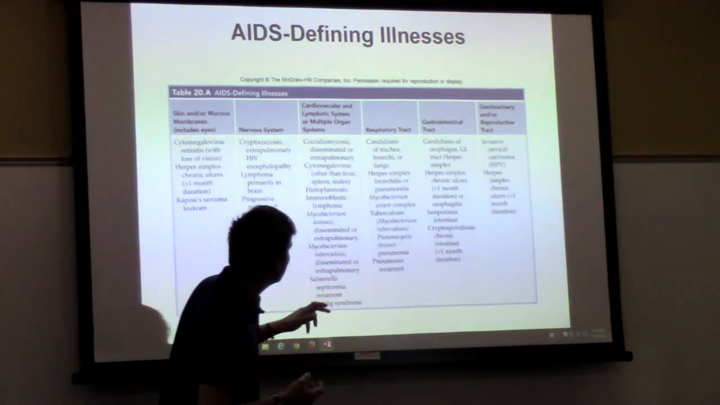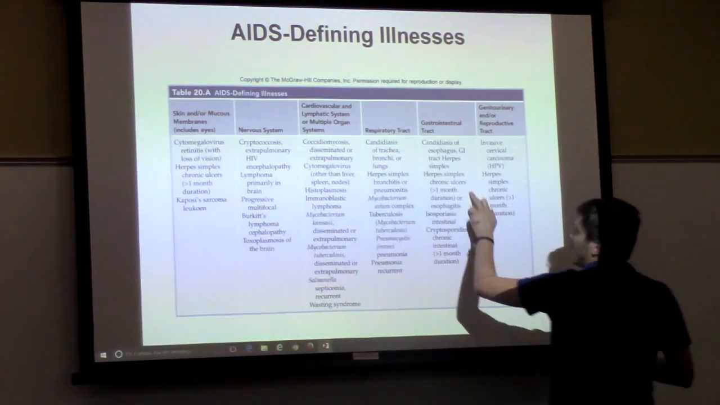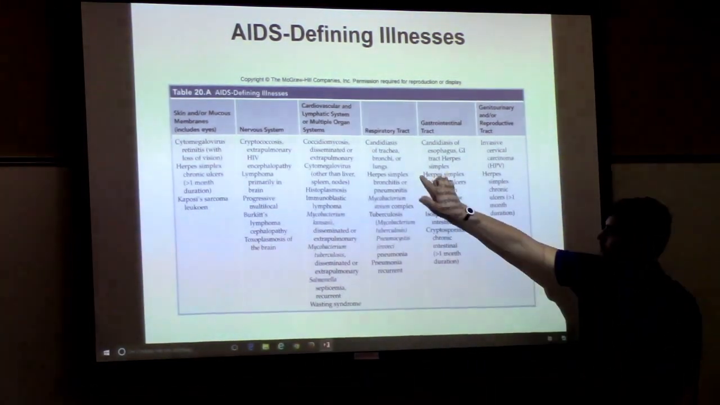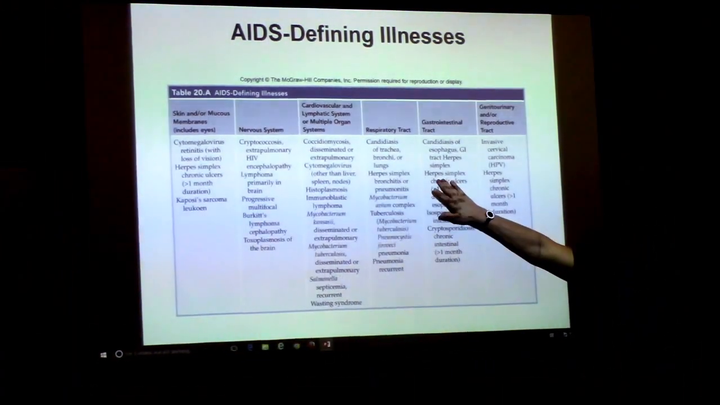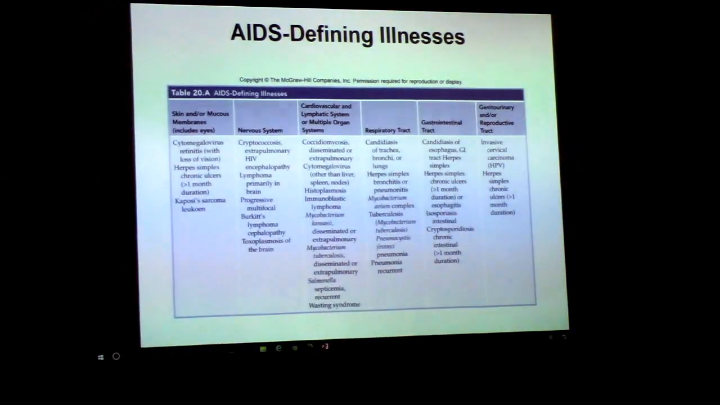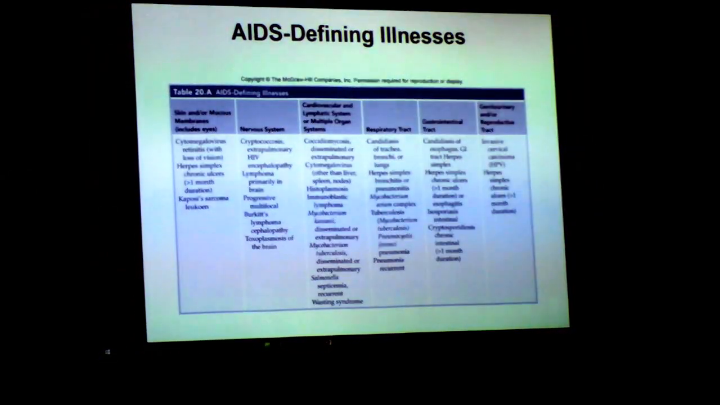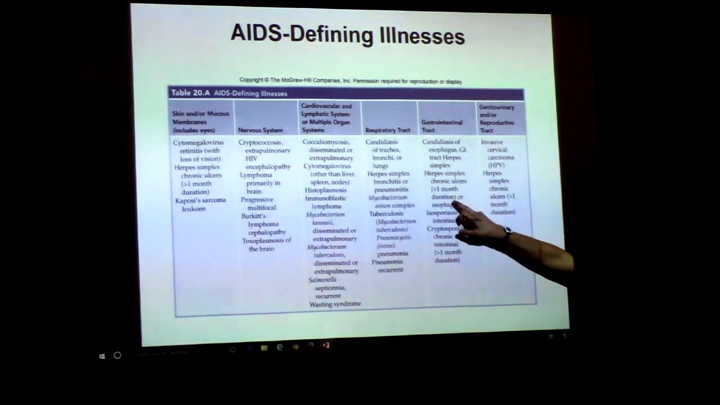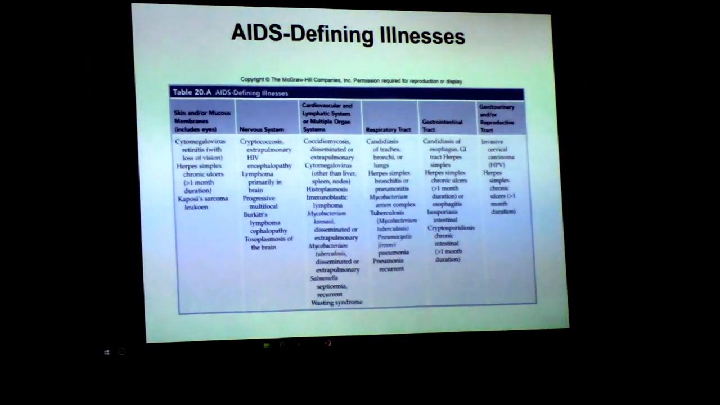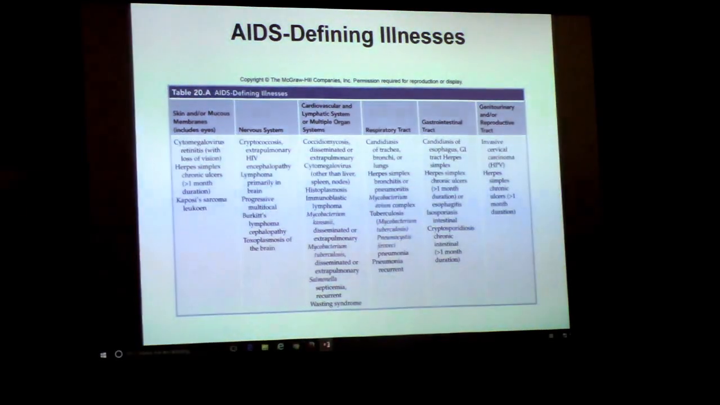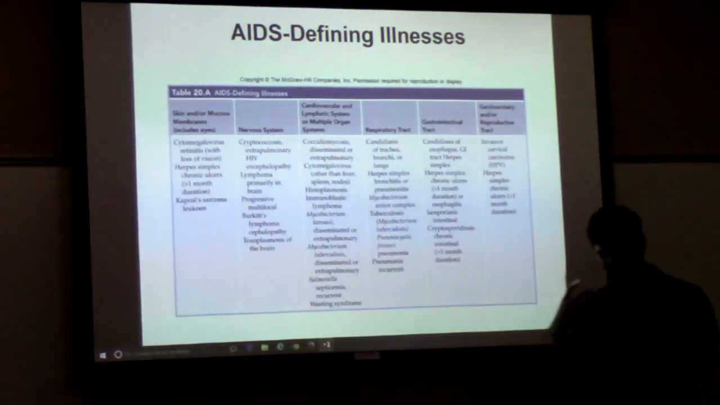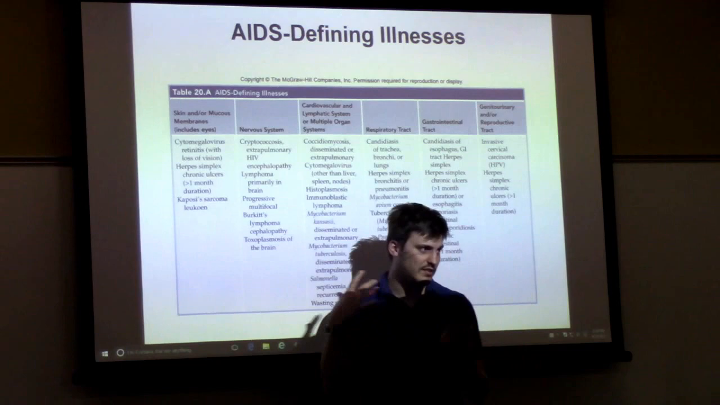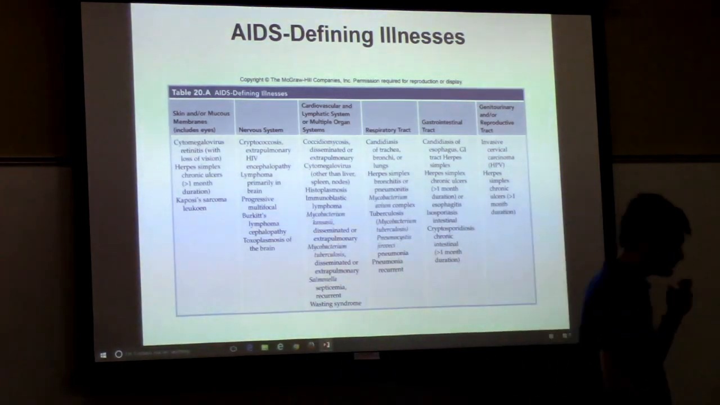Something else that isn't really serious in healthy individuals, but as soon as you have HIV, can become very grave, is herpes simplex virus, which causes cold sores, right? And most of us get this, it's not that big of a deal. But if you have chronic ulcers that last for 1 month and they're in the esophagus, that tells you something is not right, right? The immune system isn't fighting it well enough, and so it's spreading and causing more serious illness.